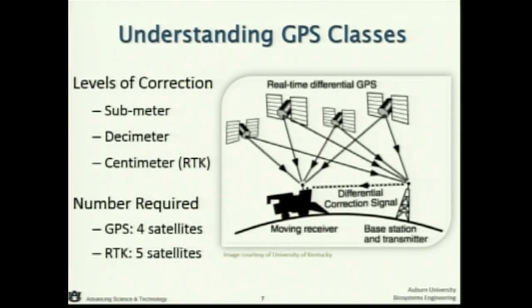So, just talking about GPS classes today, the way we talk about it in our program is that you have sub-meter level type correction, okay, and this is the DGPS far. You got kind of that decimeter, which might be somewhere between 10, 20, or 30 centimeters of accuracy.